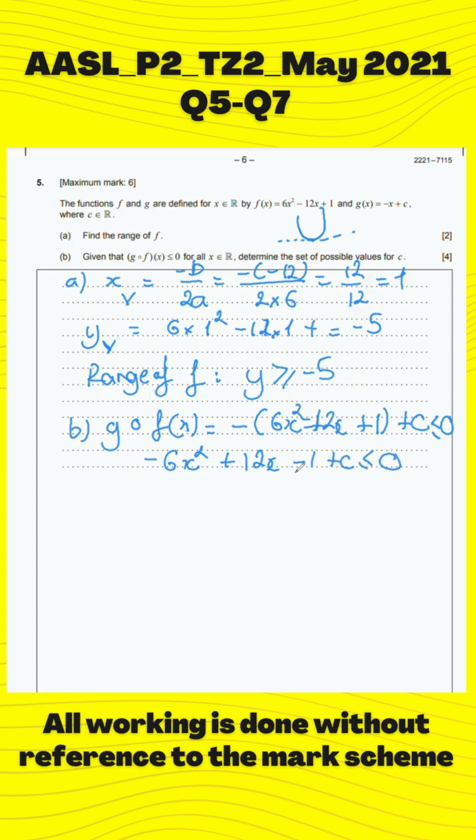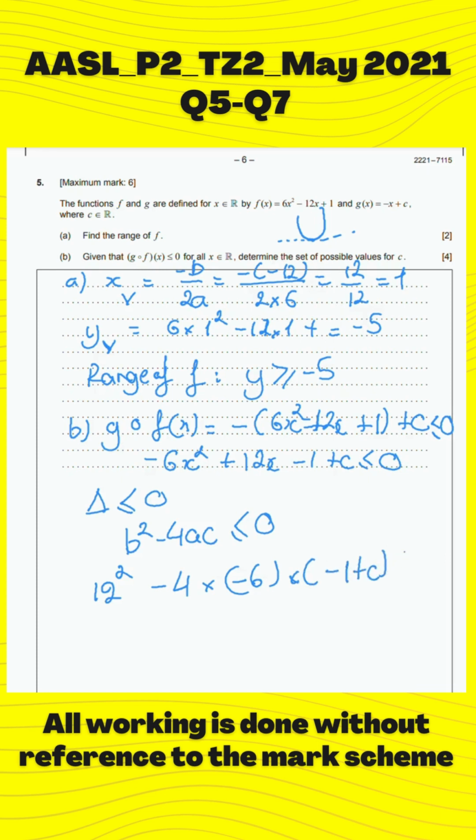So for this quadratic to be smaller or equal to 0, the discriminant must be smaller or equal than 0. So b squared minus 4ac must be smaller or equal than 0. So it will be 12 squared minus 4 multiplied with negative 6 multiplied with negative 1 plus c, smaller or equal than 0. Open bracket and simplify, we will have 144 plus 24c minus 24 smaller or equal than 0. Okay, so simplify, we have c smaller or equal than negative 5.